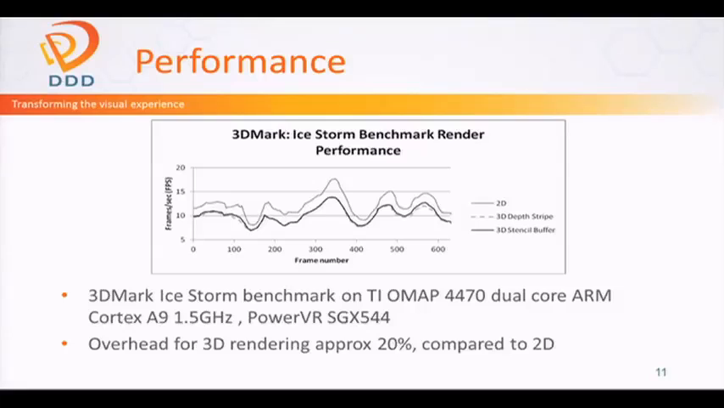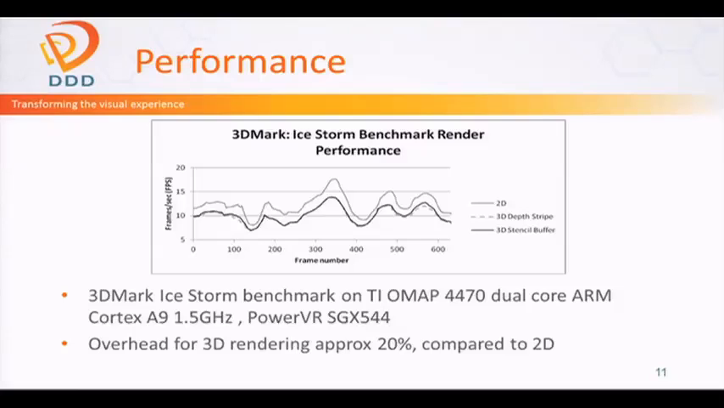So in terms of performance, going back to the depth stripe rendering, we used a standard Android benchmark called 3DMark. This is the Ice Storm render. We ran this on the Hampu 3D tablet that's based on a TI OMAP processor. The benchmark is really a high-end benchmark, and it struggled a little bit on this particular processor. So you can see the frame rates are relatively low. You wouldn't really want to be playing a game below sort of 25 frames per second.